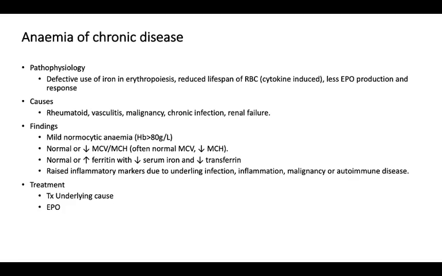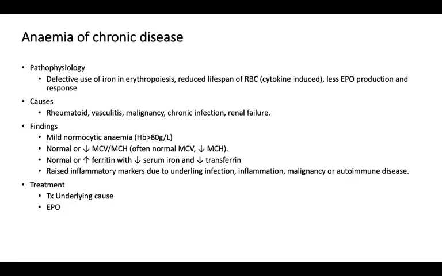So what would you find in this anemia? Most of the time, you would find a mild normocytic anemia, and your hemoglobin would probably be above 80 grams per deciliter. In some patients, however, it can be a microcytic anemia. Most of the time, though, it's normocytic. So you would therefore find either a normal or reduced mean cell volume. You might find a normal or increased ferritin.